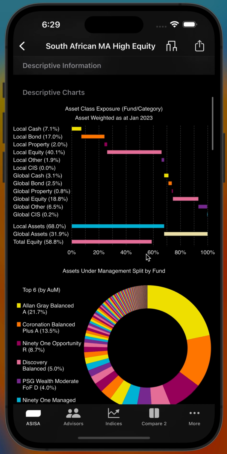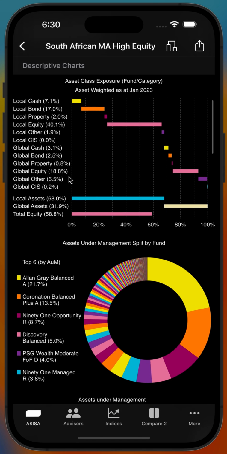If we scroll down, here we get some asset class exposure, and the asset classes are split into local and global. There's cash, bond, property, equity, other, so it doesn't provide that on a look-through basis, and local CISs, so other collective investment schemes. Again, it's not giving you the breakdown of those into the other asset classes, and the same thing on the global side.